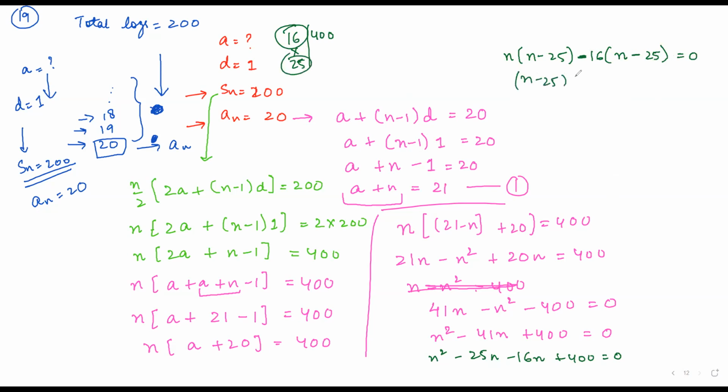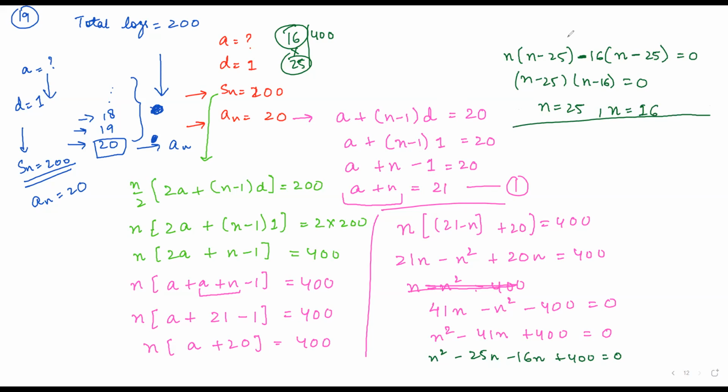So n minus 25 into n minus 16 is equal to 0. So that gives me n is equal to 25 and n is equal to 16. So n is equal to 1 is not possible, right? Because the logs are not arranged in one row. Not 1, it is 16. Why am I writing 1? Sorry. So n is equal to 25 or 16, right? So that means I'm going to get two values for a this time from equation number 1.